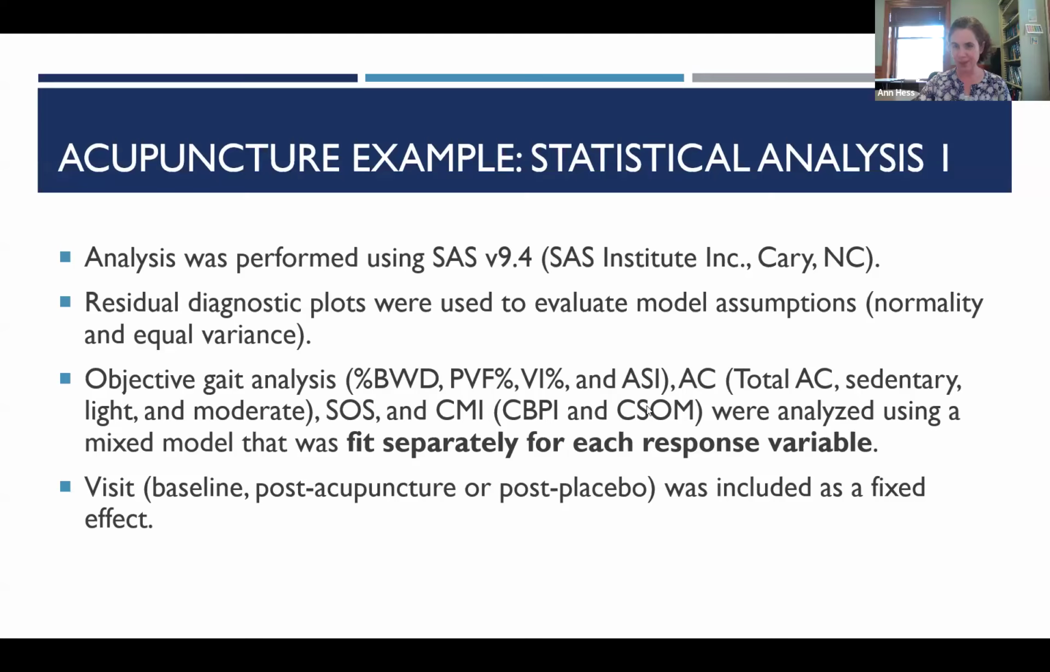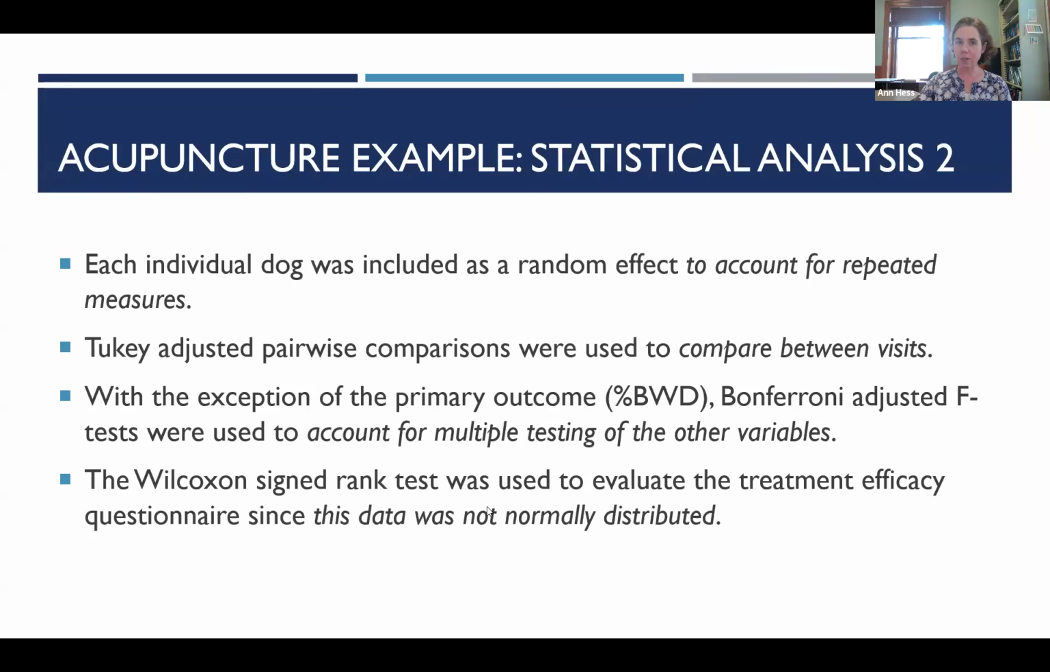Each of these response variables was analyzed using a mixed model that was fit separately for each response variable. Visit, baseline, post-acupuncture, or post-placebo was included as a fixed effect in the model. Each individual dog was included as a random effect to account for repeated measures. Tukey-adjusted pairwise comparisons were used to compare between visits. With the exception of the primary outcome, Bonferroni adjusted F-tests were used to account for multiple testing for the other variables. The Wilcoxon signed rank test was used to evaluate treatment efficacy questionnaire, since this data was not normally distributed.